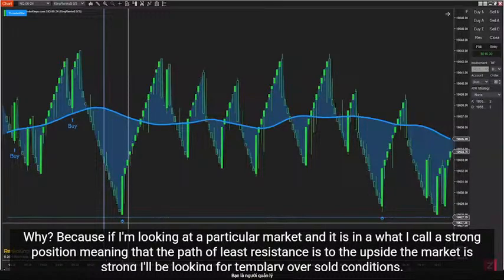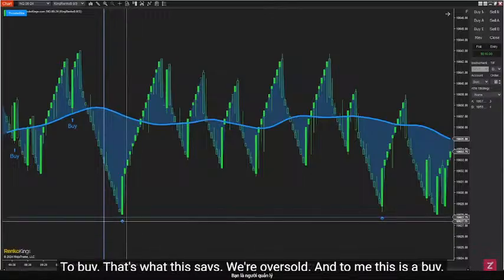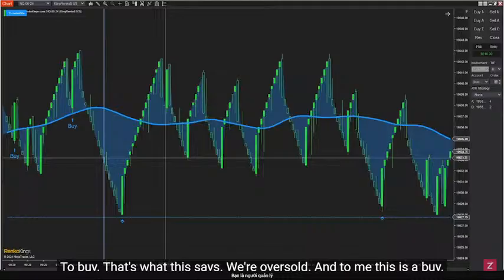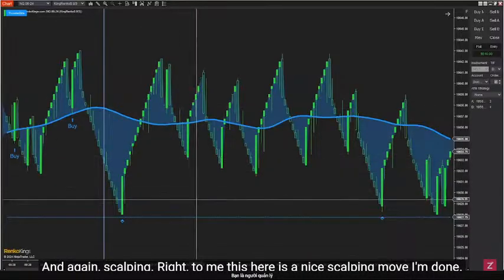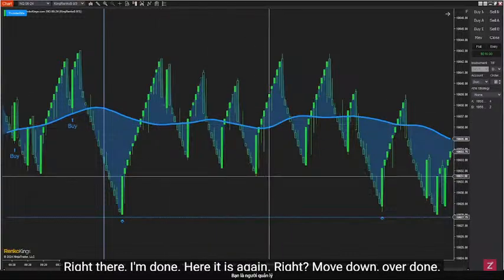Why? Because if I'm looking at a particular market and it is in what I call a strong position, meaning that the path of least resistance is to the upside, the market is strong, I'll be looking for temporary oversold conditions to buy. That's what this says. We're oversold, and to me, this is a buy. And again, scalping, right? To me, this here is a nice scalping move. I'm done. Right there, I'm done.